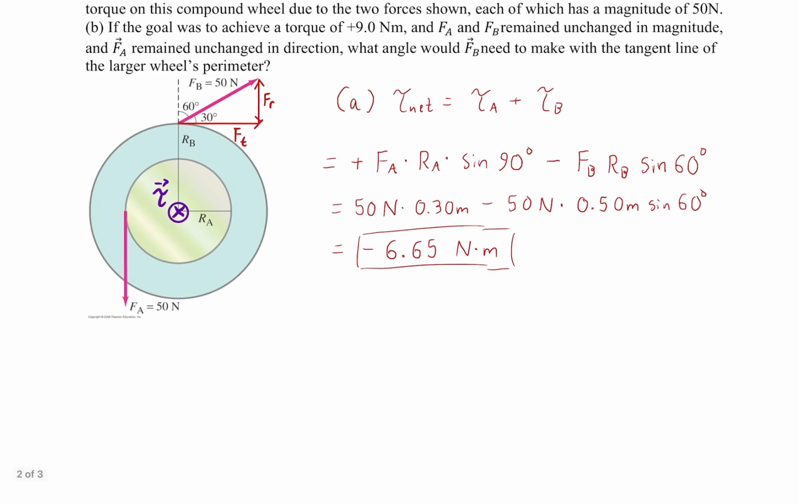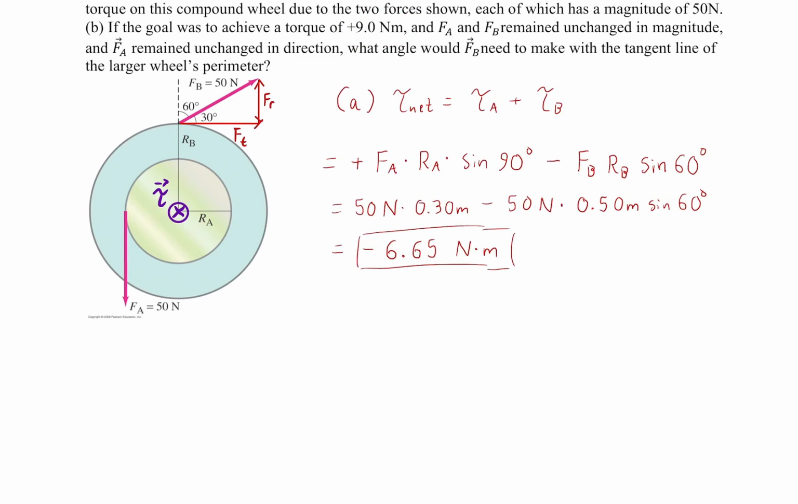Okay. Well, in B, we're asked, if the goal was to achieve a positive 9 Newton meter torque, so that would actually be counterclockwise, and FA and FB remain unchanged, so they're still both going to be 50, what angle would FB need to make with the tangent line, okay? So that would be this angle for the larger wheel's perimeter, okay? So instead of 30 degrees, what angle would FB need in order for the net torque to be positive 9?